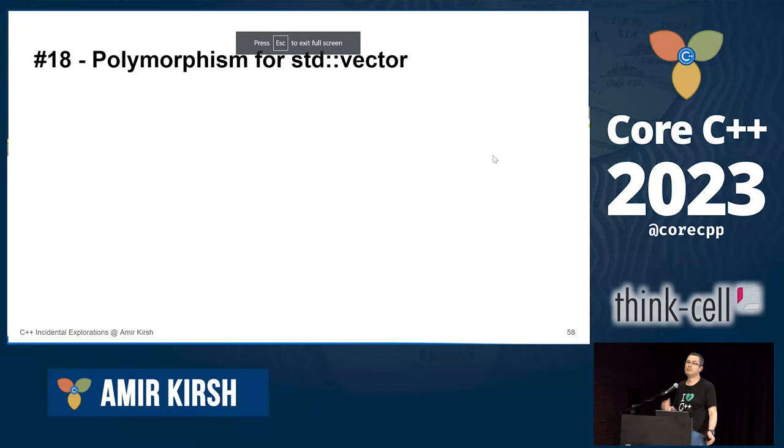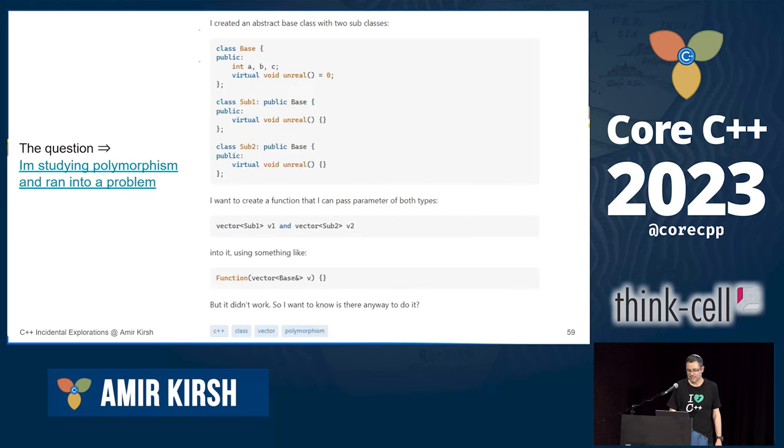Polymorphism for std vector. I mean, this one is, I don't know if you thought about that. It might be useful, it might be required, and it is not so simple in C++. And the question was, the title of the question is horrible. Somebody asked, I'm studying polymorphism and ran into a problem.